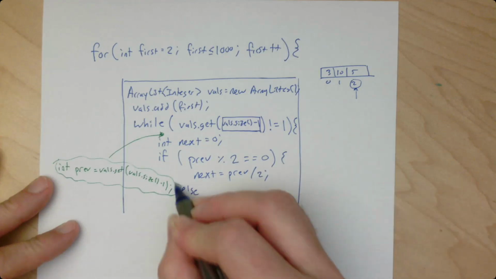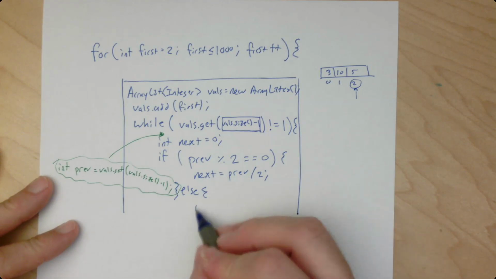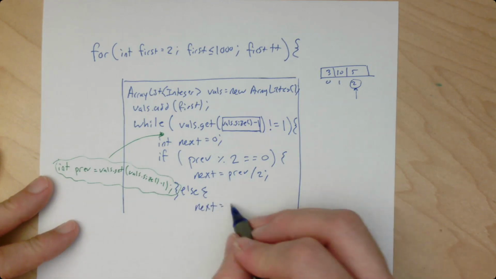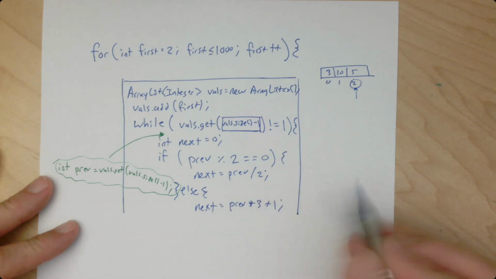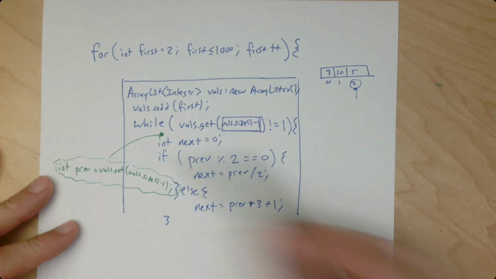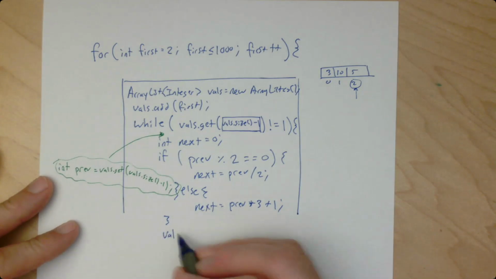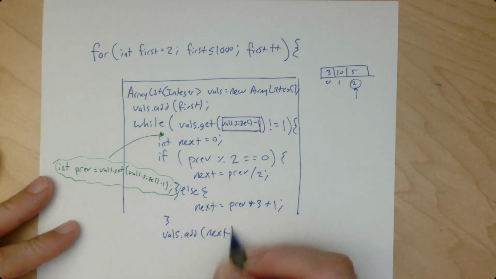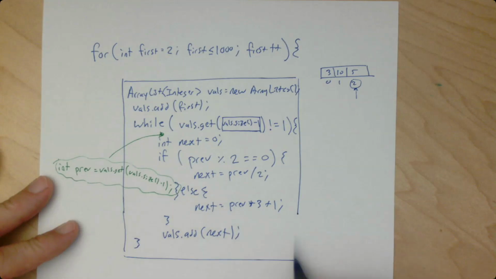Otherwise, that means it has to be odd. So next is going to be the previous value times 3 plus 1. Those were the rules from the slide. Okay, so now this if-else statement has generated the next term in the sequence, and I want to add that to the end of my list. So I'll say vals.add(next). And that's the end of my while loop.